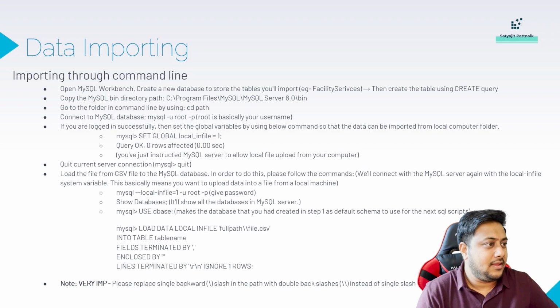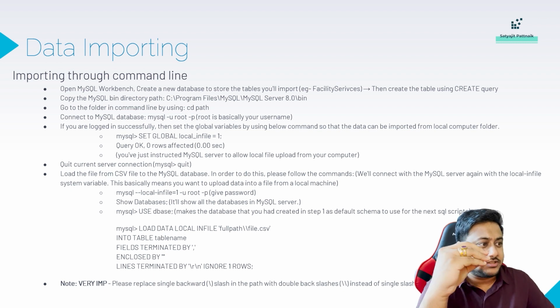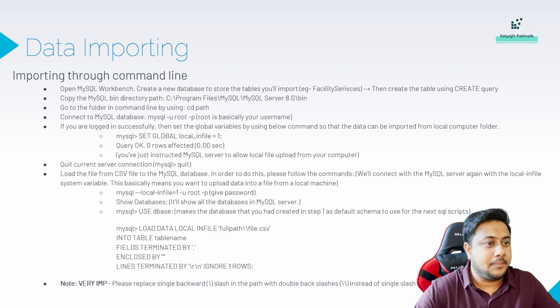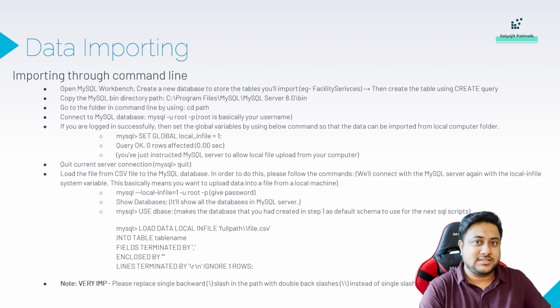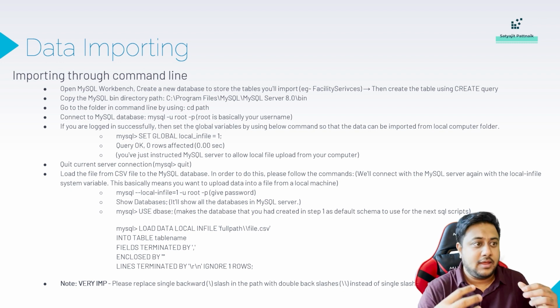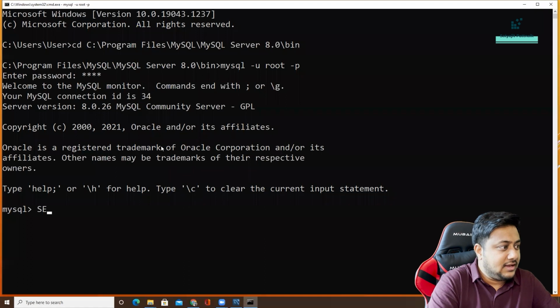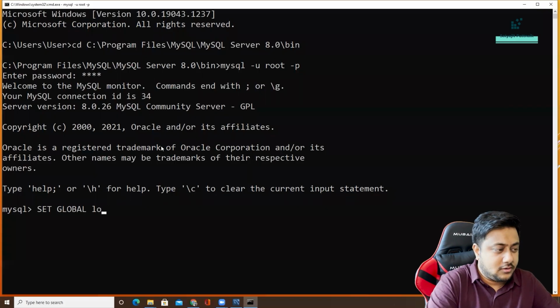Very simple. Now, if you are logged in successfully, then set the global variables by using the below command so that the data can be imported from a local computer folder. So in order to give your local computer access to use a file import using the command line, we have to set this global parameter, which is set global local_infile equals 1.